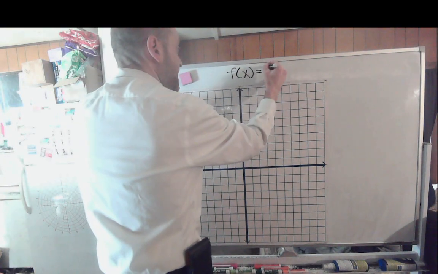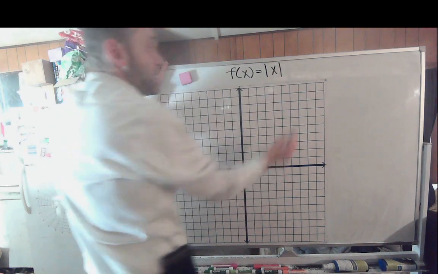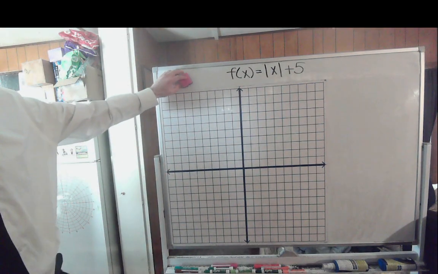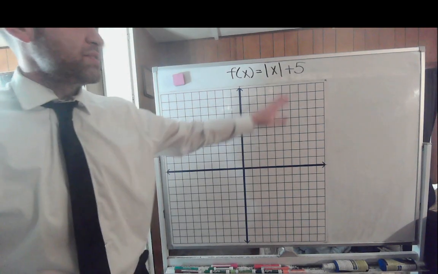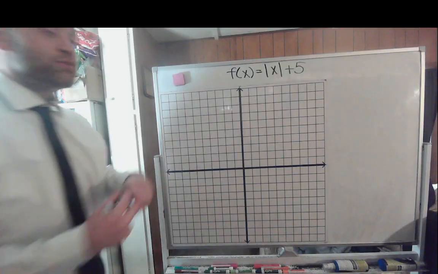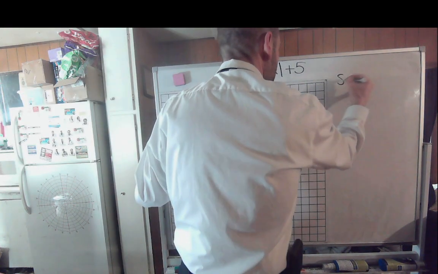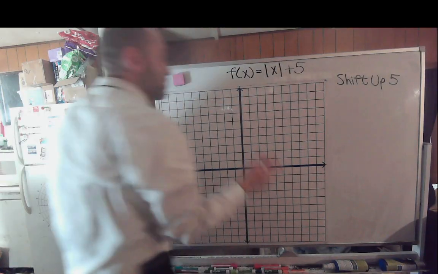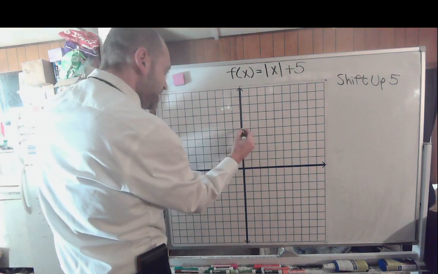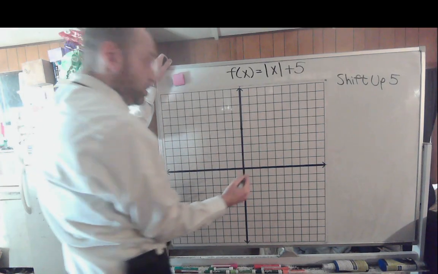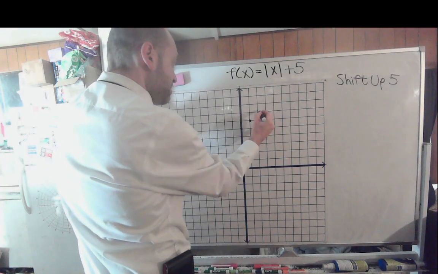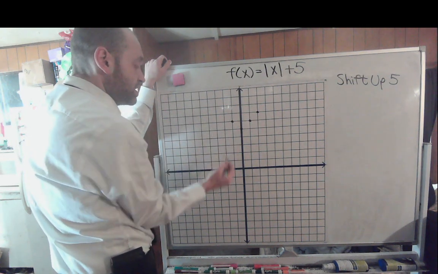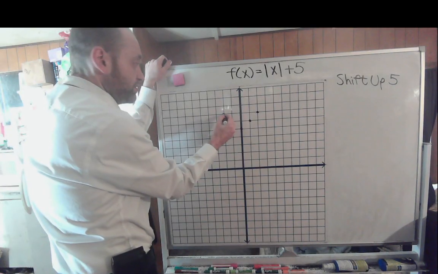F of x equals the absolute value of x, then outside of that absolute value sign, plus 5. So what's happening there? All I'm doing is shifting the original graph upward 5 units. So we will shift up 5 units. So when x is 0, I'll be at a y value of 5. When x is 1, I'll be at a y value of 6. X is 2, I'll be at a y value of 7, so on. When x is negative 1, I'll be at a y value of 6. When x is negative 2, I'll be at a y value of 7, so on.